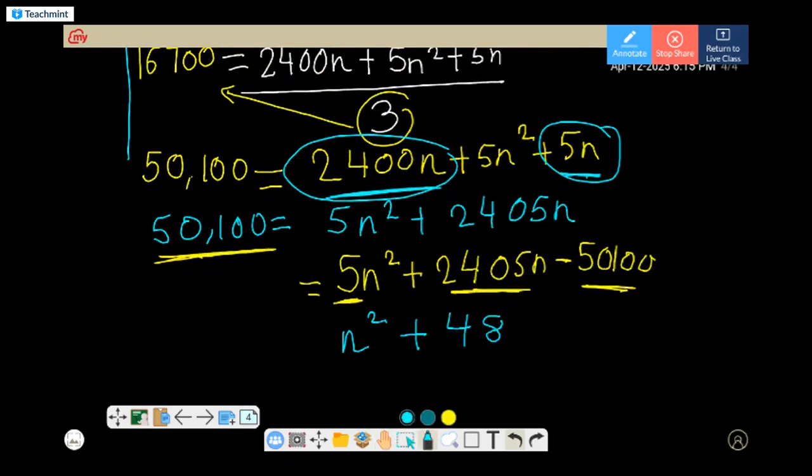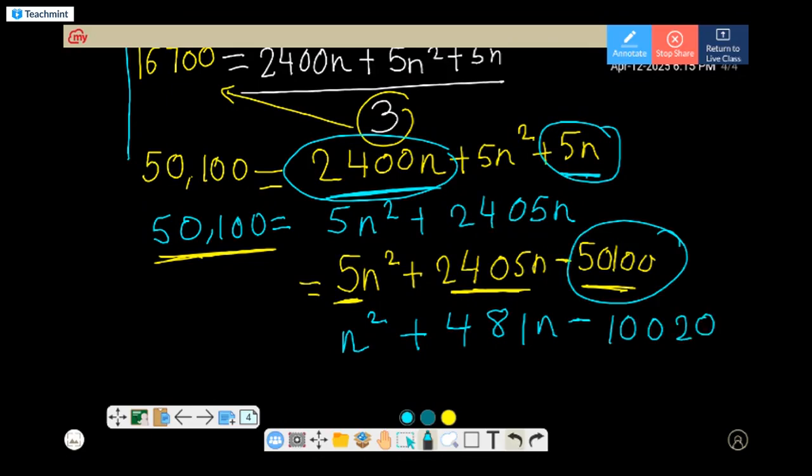400. Sorry, this is carried with 4. It will be 8 and 1, coming as 481n. And if you divide this by 5, you will get 10,020. This is your simplified quadratic equation.